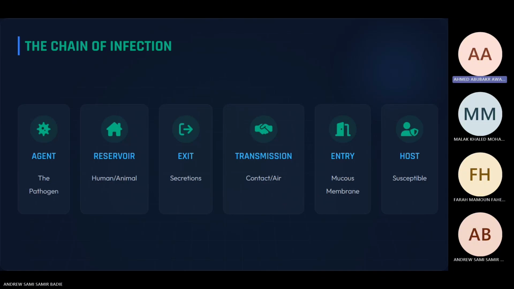The fourth is the transmission: how does it travel? It can travel in droplets, by direct contact, or through the air. The entry of these pathogens can be through the mouth, the nose, or through cuts. And last but not least is the host, the susceptible person who is liable to get the infection. Breaking any one of these links is going to make the whole chain of infection fall apart. This is why public health is important in these cases.